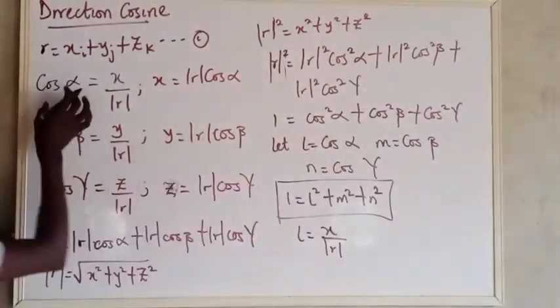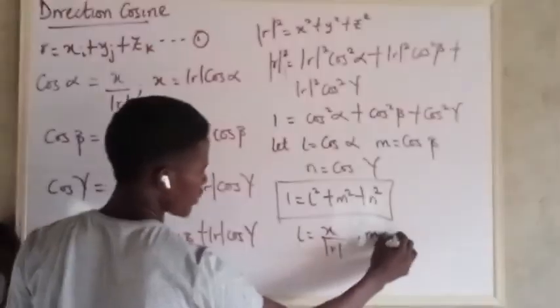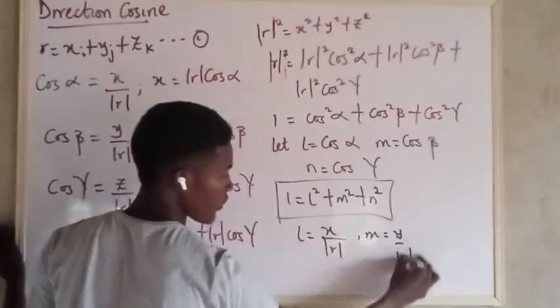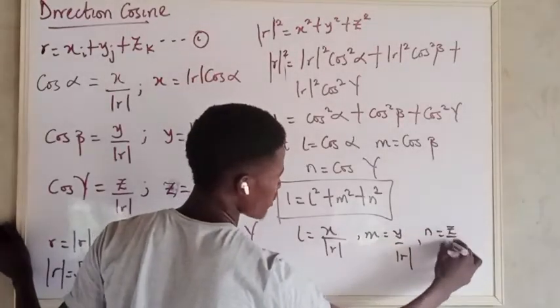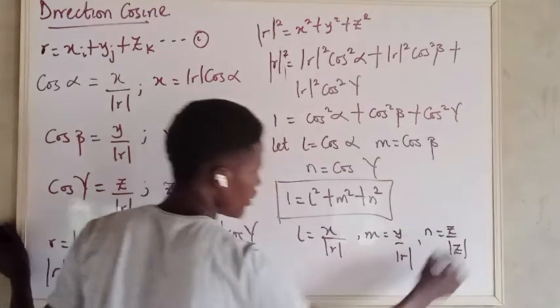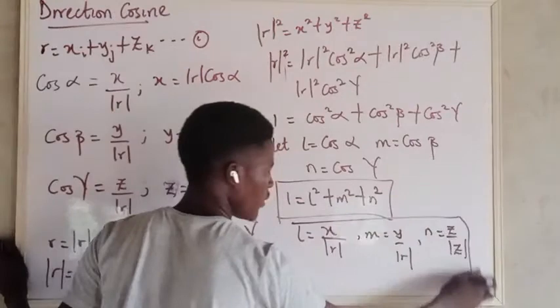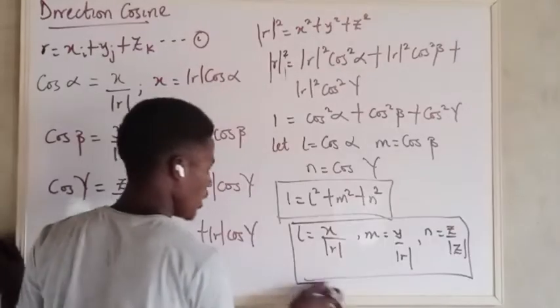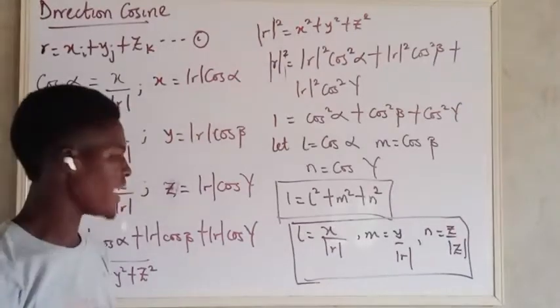Cos alpha. I can say L equals x over r. And I can also say M equals y over the magnitude of r, and I can also say n equals z over the magnitude of r. Alright, so these are the formulas we are going to be using when we are looking for direction cosine.